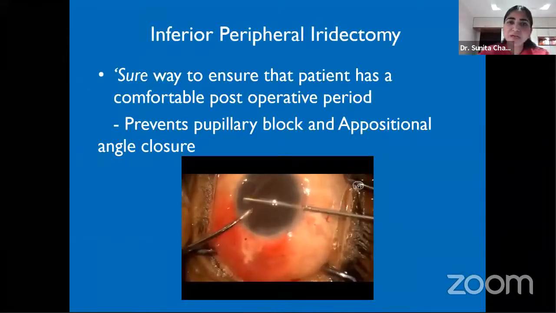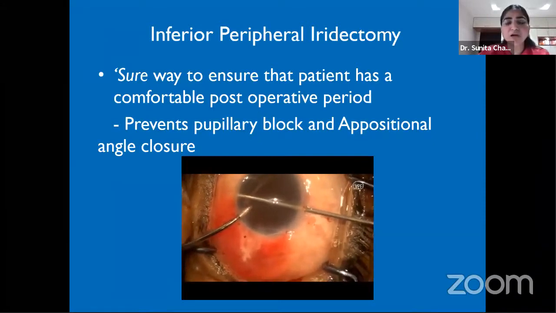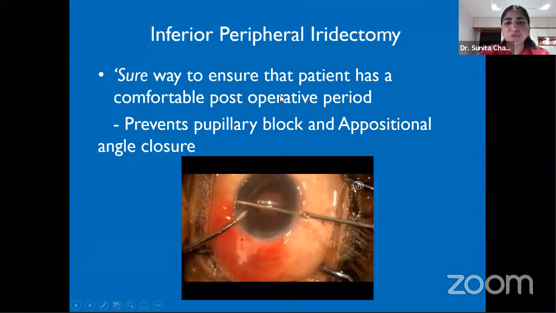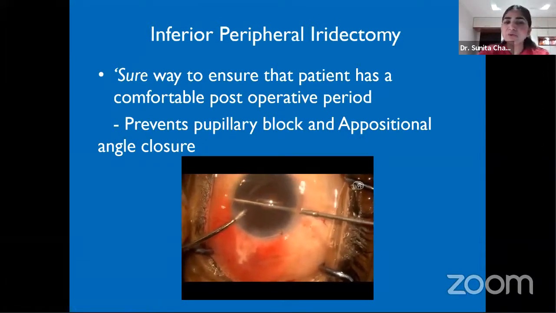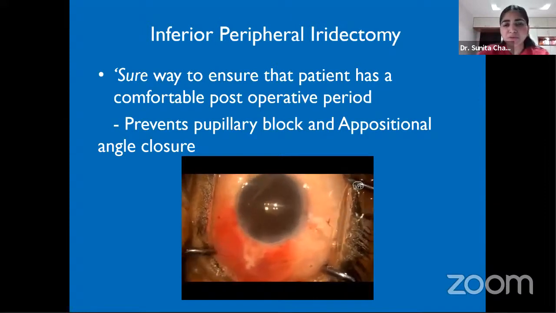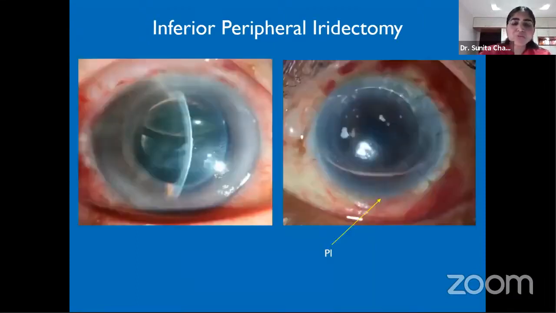Inferior peripheral iridectomy, I think, is almost a must, and we must do it in each and every case where we are going to have an air tamponade. It is a sure way to ensure that the patient has a comfortable postoperative period, and it prevents all the troubles of pupillary block and appositional angle closure that can happen in the postoperative period. So I prefer to do it using a retractor inferiorly at 6 o'clock. And this is what I'm referring to.